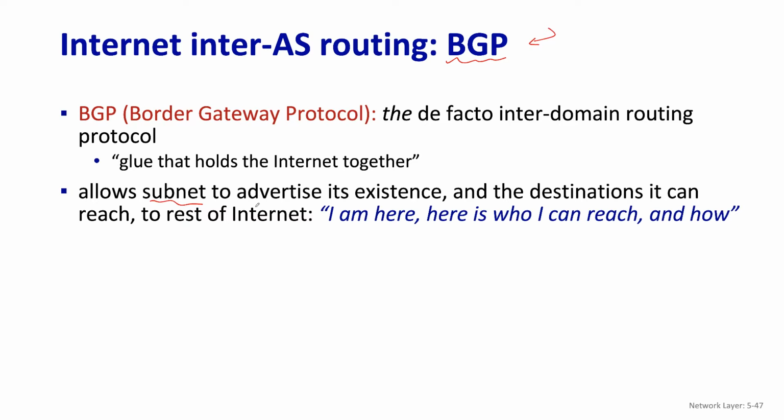The way it's working, each autonomous system is going to advertise its existence, and the networks that they can forward your packet to, right? So the destinations it can reach.